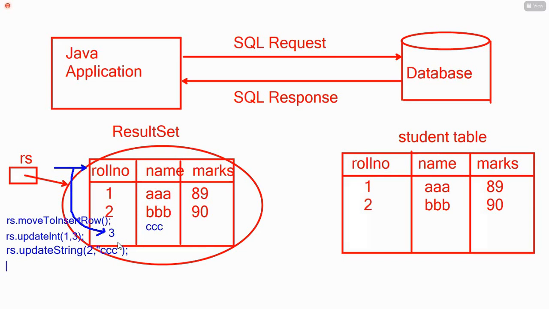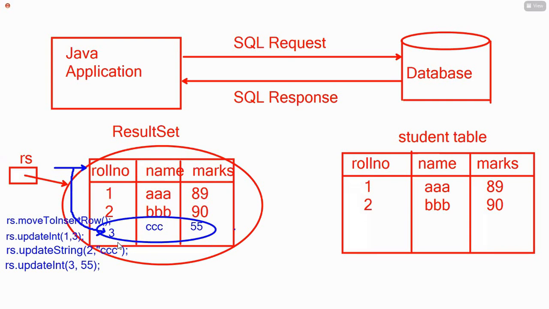rs.updateInt, column number 3, marks, suppose 55. Then 55 is inserted here. Okay. This is one table, one record. This is one record.